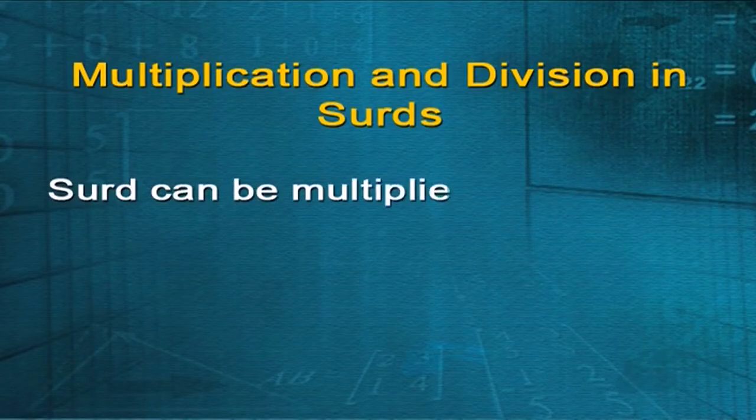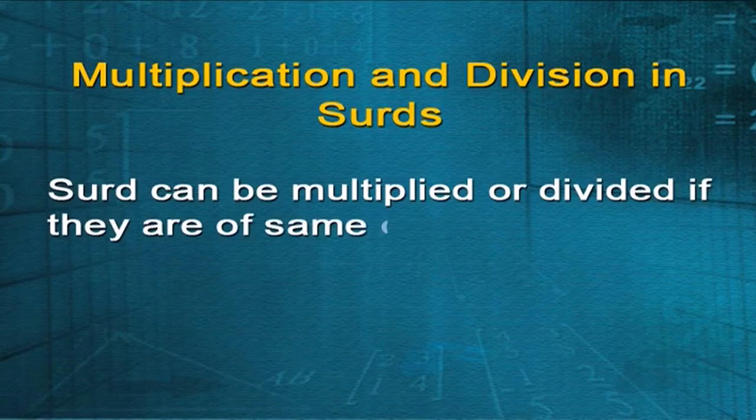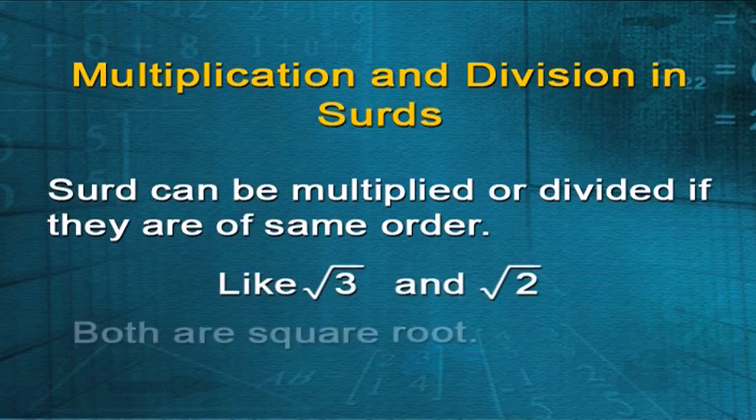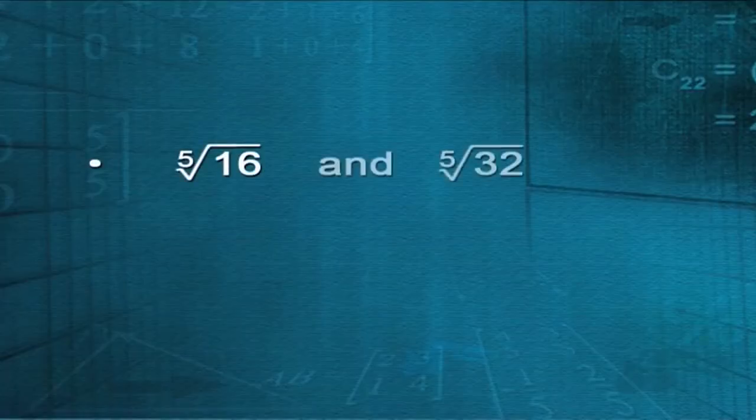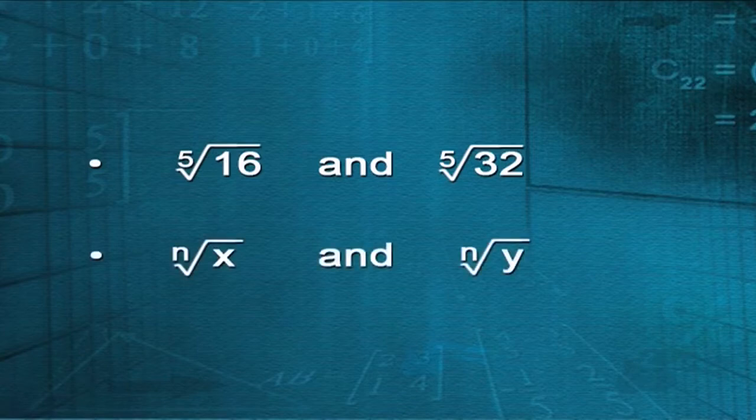Surds can be multiplied or divided if they are of the same order. For example, we have under root 3 and under root 2. Both are square roots, therefore, they can be multiplied and they can be divided also. Fifth root of 16 and fifth root of 32, both have fifth root, therefore, they can be multiplied and divided. Similarly, nth root of x and nth root of y can also be multiplied and divided because both have the same order, and that is n. Let us multiply and see one example.